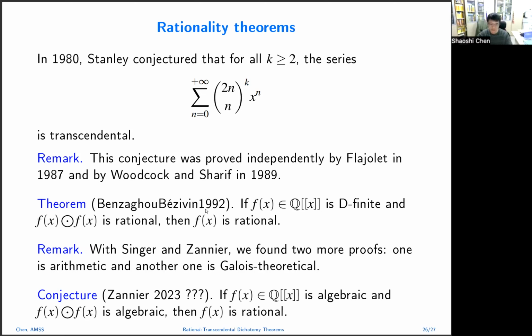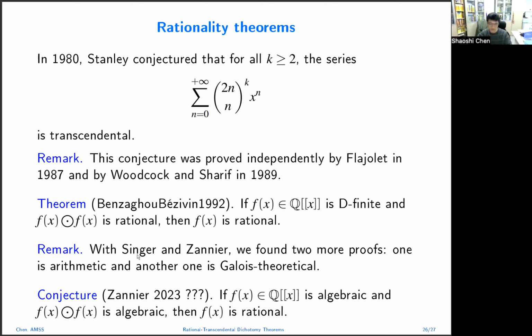It turned out that this was already proved in 1992. The result is the following. If f(x) is a D-finite power series with rational number coefficients, and you take the Hadamard product of it with itself, in general this is D-finite. But if this is rational, then one can show that f(x) must be rational. Which means when the Hadamard product of f with itself is simple, then f itself must be simple.